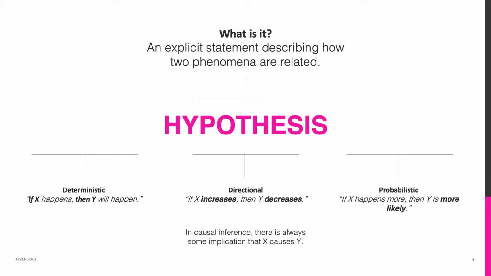First, let's quickly recap the traditional scientific hypothesis. At the fundamental level, a hypothesis is an explicit and clear statement of how two observed phenomena are related. There are a lot of different ways to phrase these, depending on the context. And in the causal inference setting, there is always some implication that something is causing something else. For example, a deterministic statement might be that if it rains, then things will get wet. We rarely work with these types of statements, as there is not much to test here.